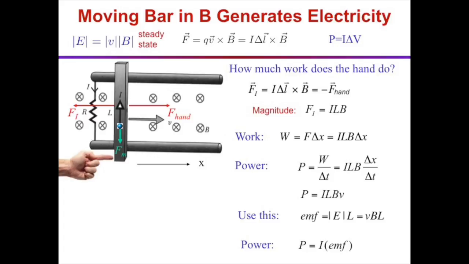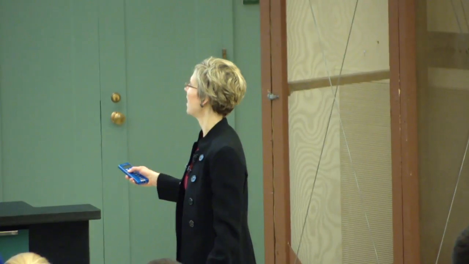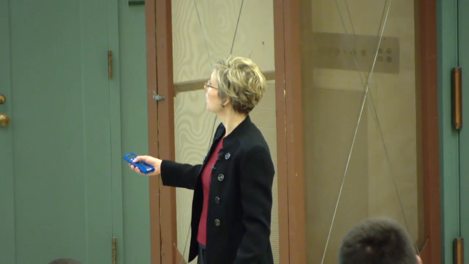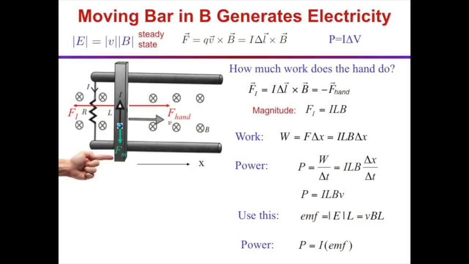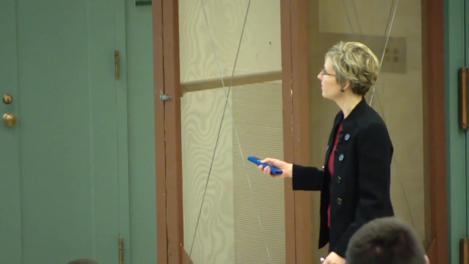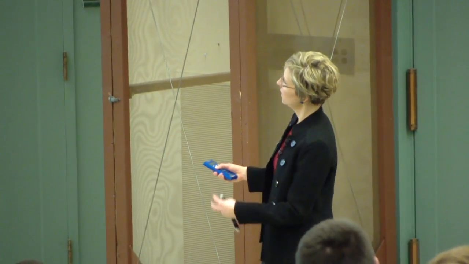It's the definition of power, energy per unit time. So I have to put in that amount of work per unit time, which is ILB delta X over delta T. Once I see a delta X over delta T, I should think in terms of a speed or a velocity. So we'll write this down as a speed, ILBv. And that's the power, energy per unit time, that I have to put in to keep this going. All right? Now, I can also then recast this.